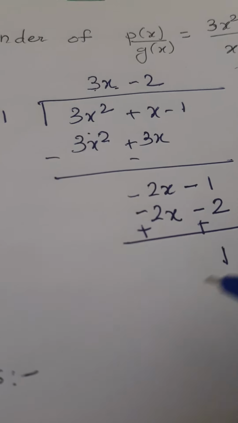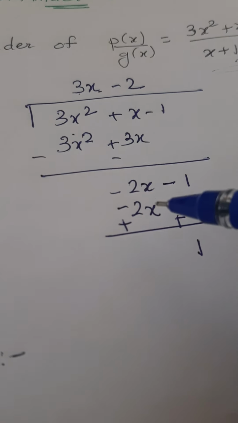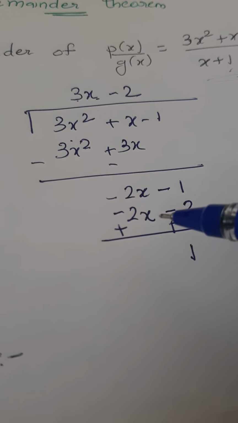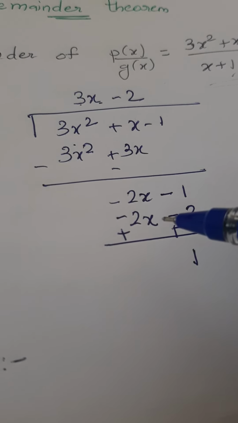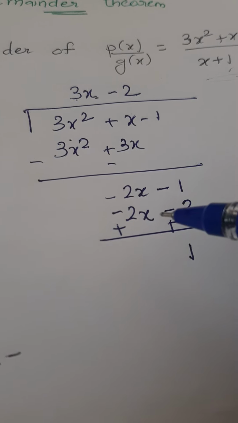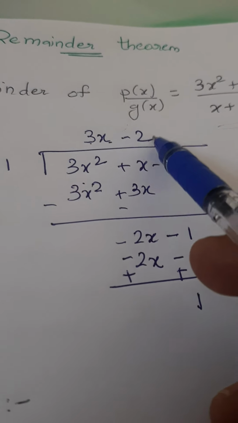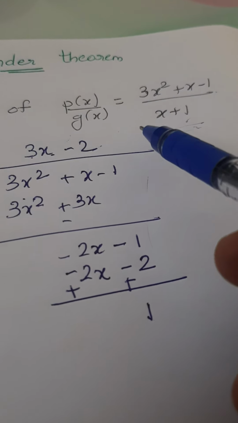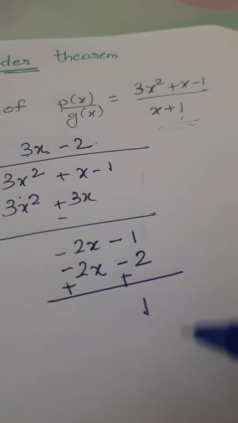If you want to learn how I performed the long division method, I have uploaded a video, so you can refer to that video on performing polynomial division using the long division method. So the quotient here is 3x minus 2 and the remainder I got is 1. So now I can say definitely that this division has a remainder 1.